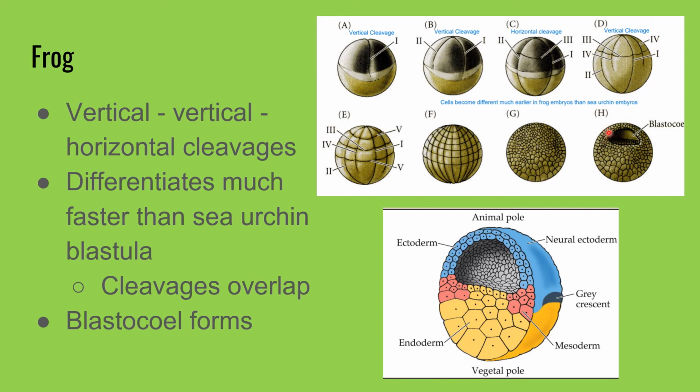And then again, here your blastocele is going to form, same as with the sea urchin. And then here's just a little map of what the endoderm, mesoderm, and ectoderm are all going to form from.